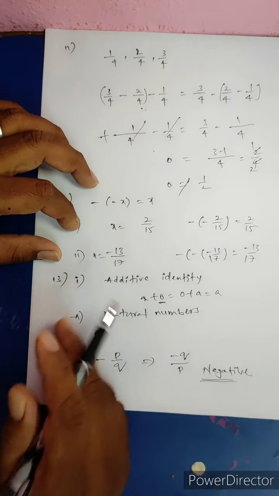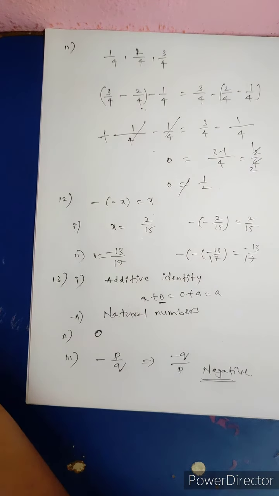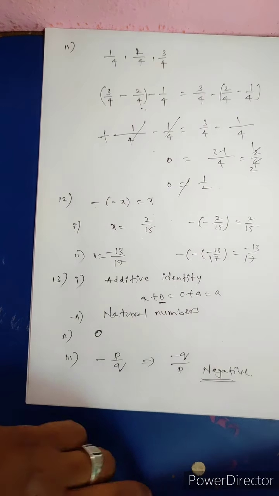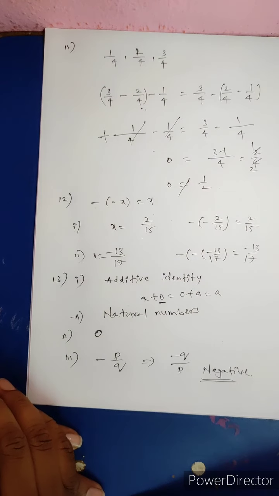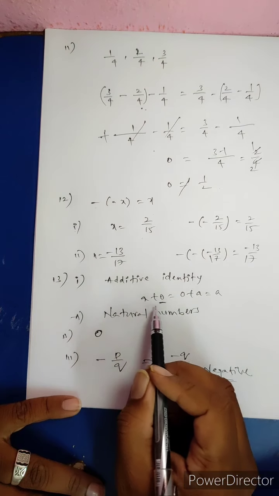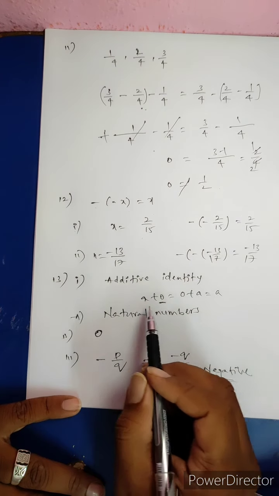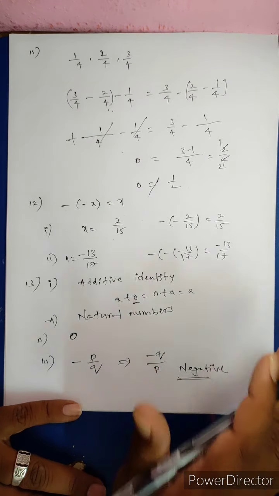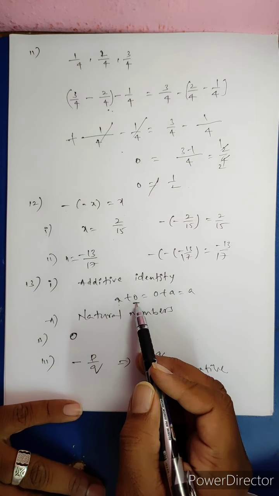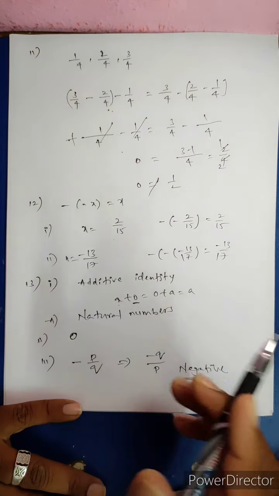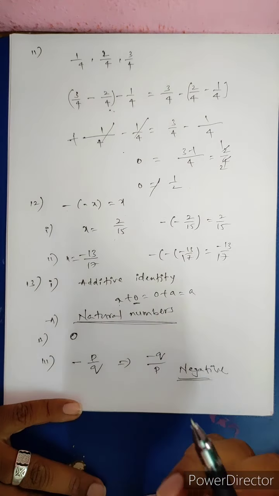Now the 13th one, first question. The set of numbers which do not have any additive identity. The additive identity means a + 0 = 0 + a = a. a may belong to natural numbers, whole numbers, integers, rational numbers. But 0 belongs to whole numbers, integers, rational numbers. 0 is not a natural number. So the first answer is natural numbers.